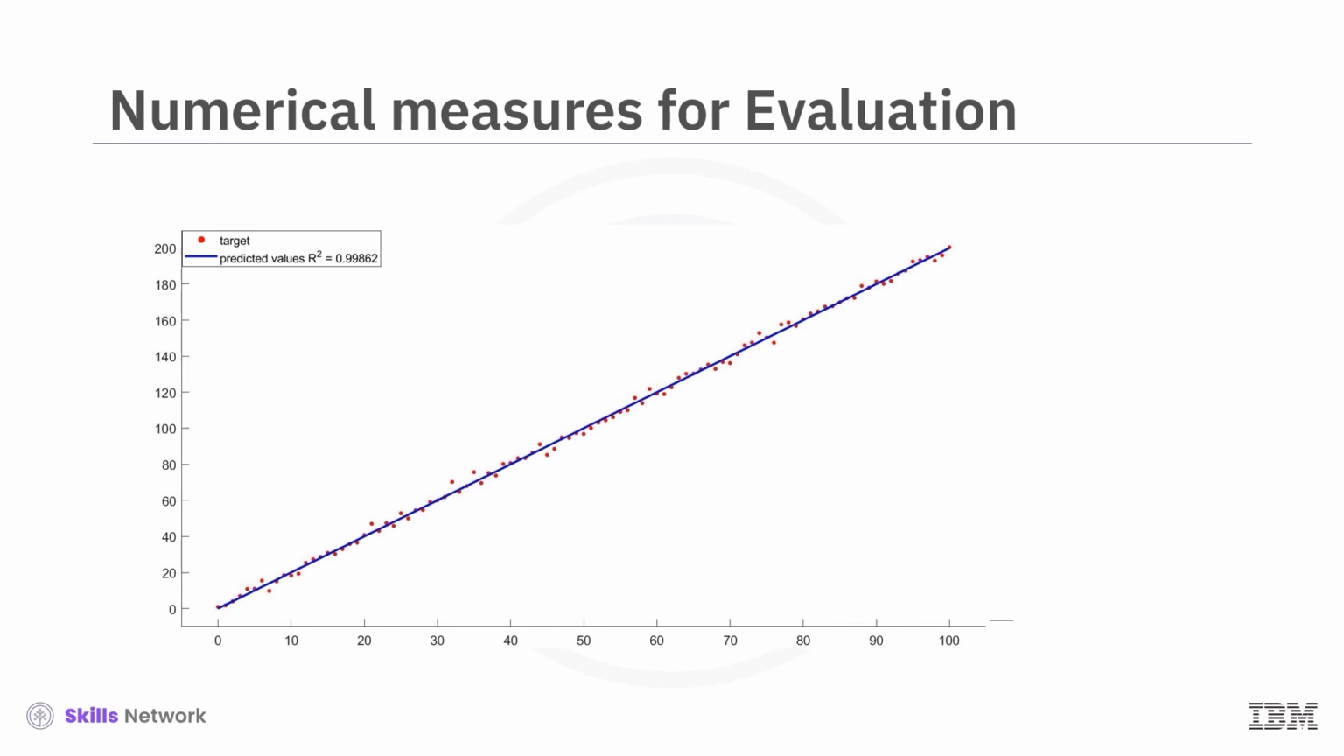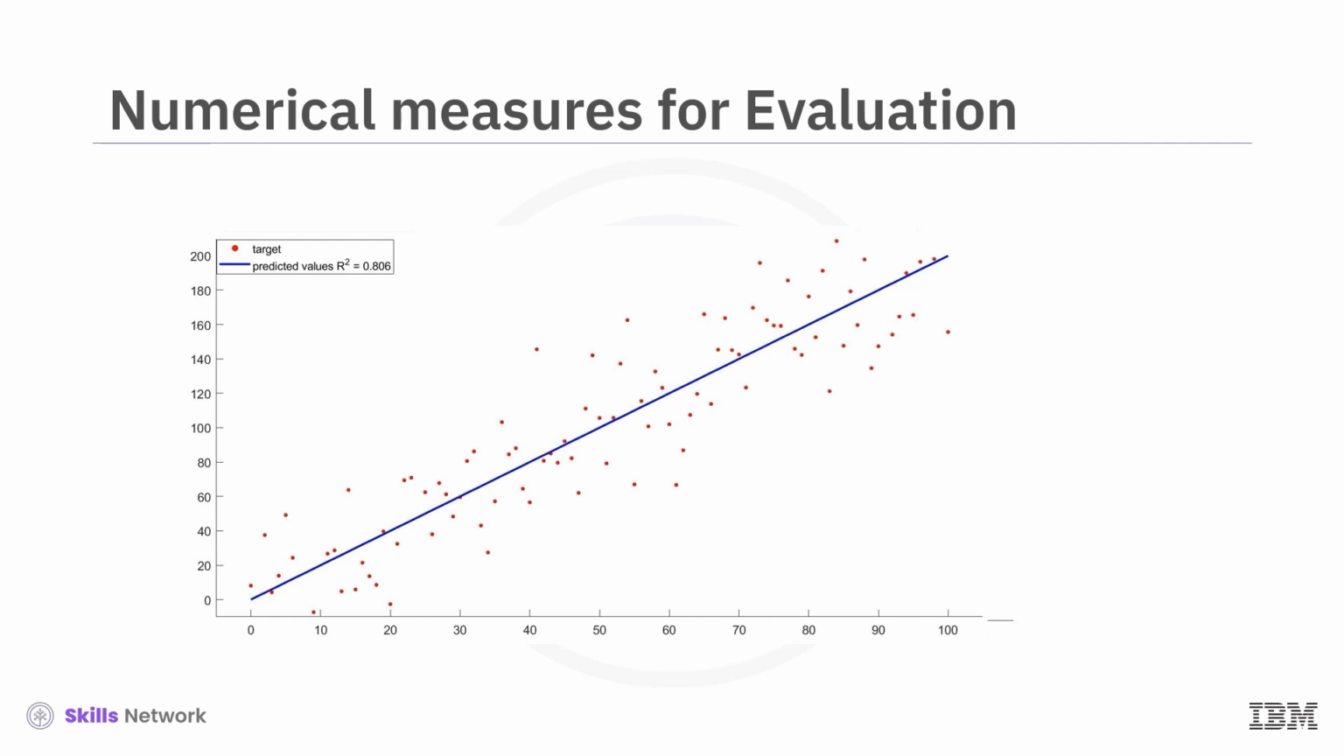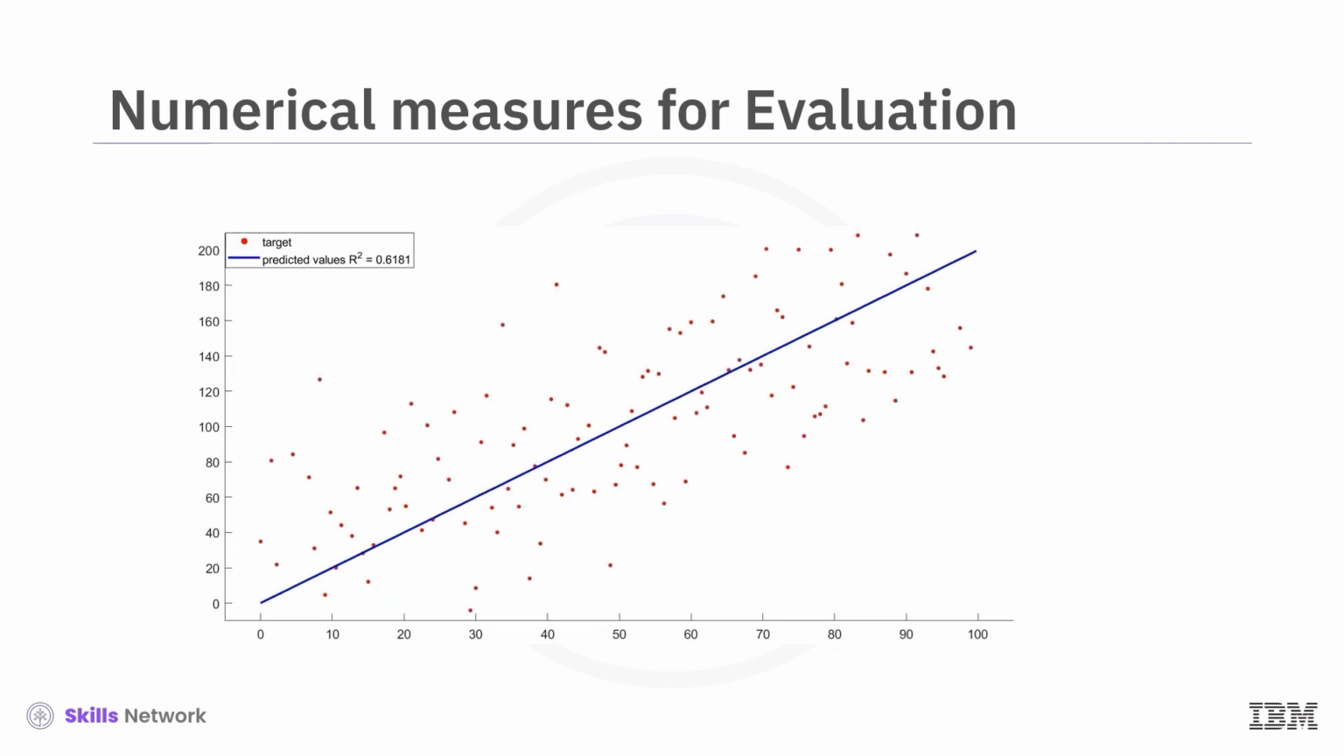As we discussed, R-squared is another popular method to evaluate your model. In this plot, we see the target points in red and the predicted line in blue. With an R-squared of 0.9986, the model appears to be a good fit. This model has an R-squared of 0.9226. There still is a strong linear relationship. With an R-squared of 0.806, the data is a lot more messy, but the linear relation is evident. With an R-squared of 0.61, the linear function is harder to see, but on closer inspection, we see the data is increasing with the independent variable.